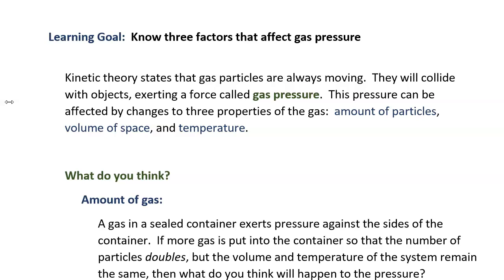This pressure can be affected by changes to three properties of the gas: the amount of particles, the volume of space that those particles have to move in, and the temperature of the gas particles.